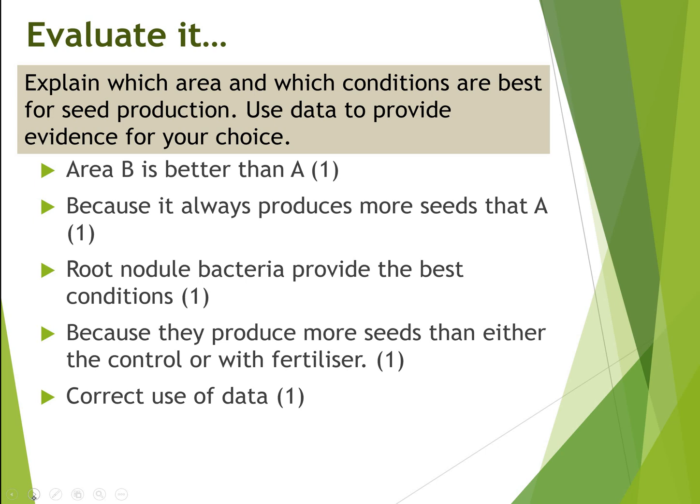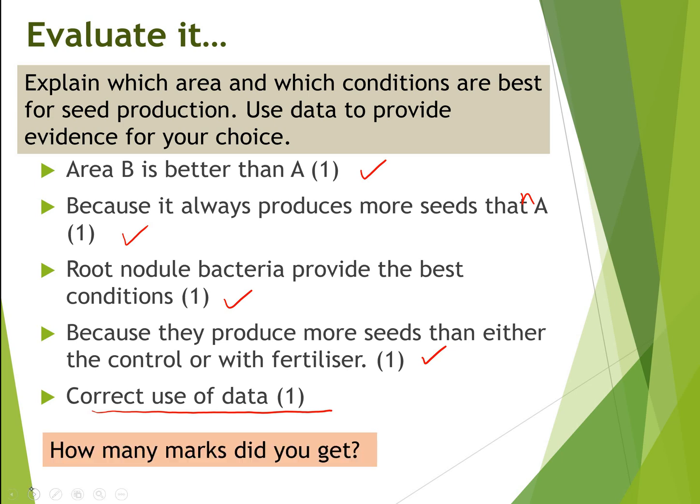So in terms of the evaluation then, area B is better than A. That would get you 1 mark. Why? Because it always produces more seeds than A. Root nodule bacteria provide the best conditions for 1 mark. Why? Because they produce more seeds than either the control or the fertilizer. And look, this last mark is for you including correct use of data, so actually stating the difference between the amount of seed produced. So how many marks did you get? Write your marks out of 5.